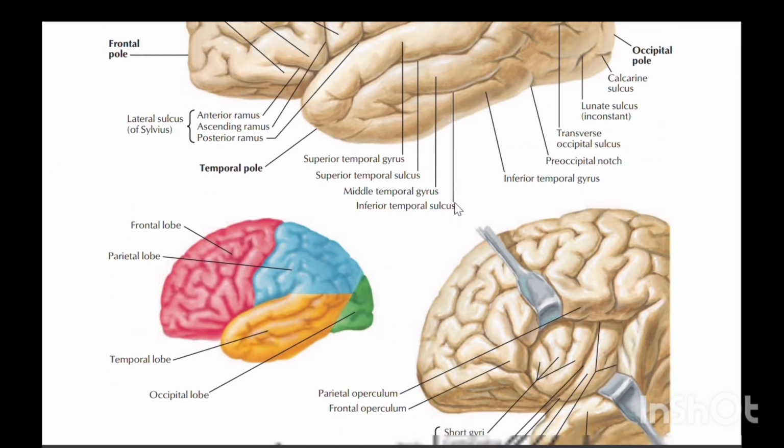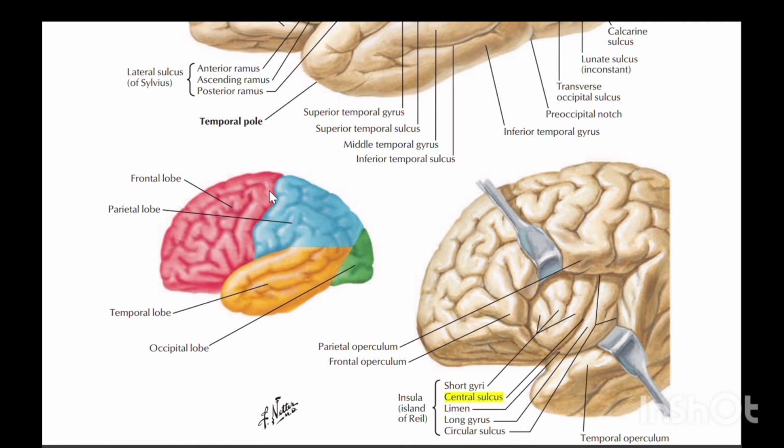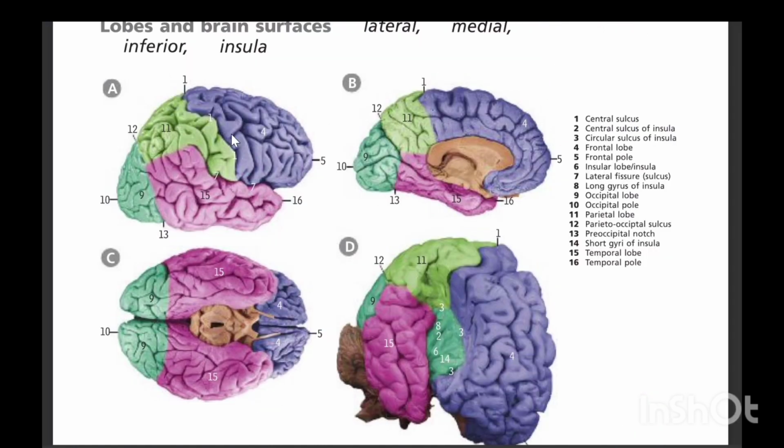Let's see if we can identify. This is the frontal lobe, which is anterior to the central sulcus. This is the parietal lobe, which is posterior to the central sulcus. This is the occipital lobe, which lies behind the first imaginary line, and this is the temporal lobe. This is the insula. Again, frontal lobe, parietal lobe, occipital lobe, temporal lobe in the superior lateral surface.